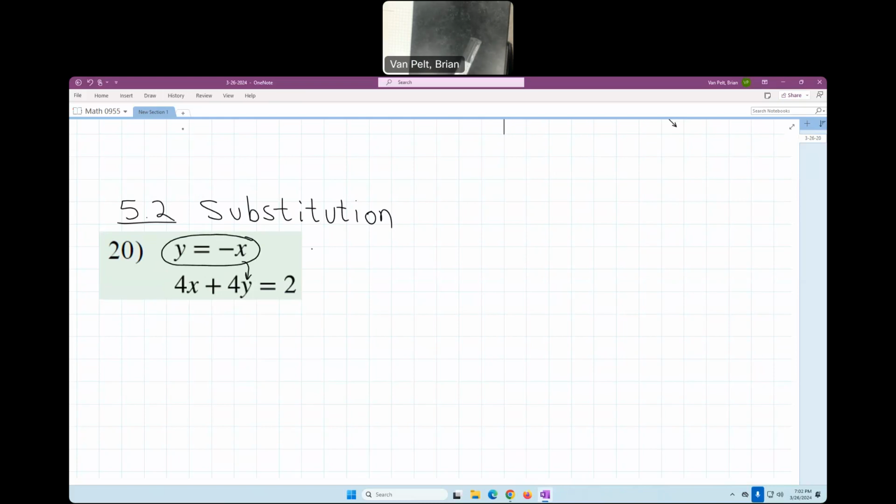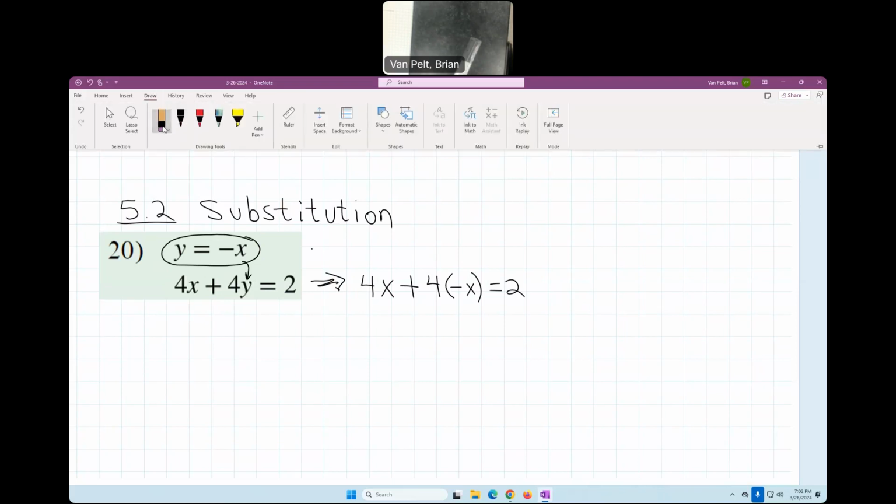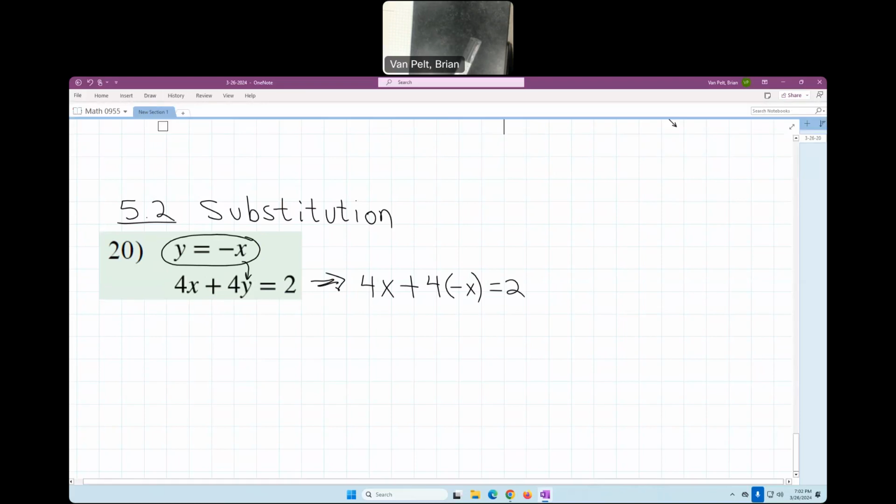So what it becomes then, let me put it over here: I'm going to get 4x plus 4 times negative x equals 2. Oh, that's easy. Right, the important thing now though is how many variables are in my last equation? In the one I just wrote up, how many variables are in there? Only one, just x, correct? But it started out with 2 variables. We know how to solve them when they have 1 variable.